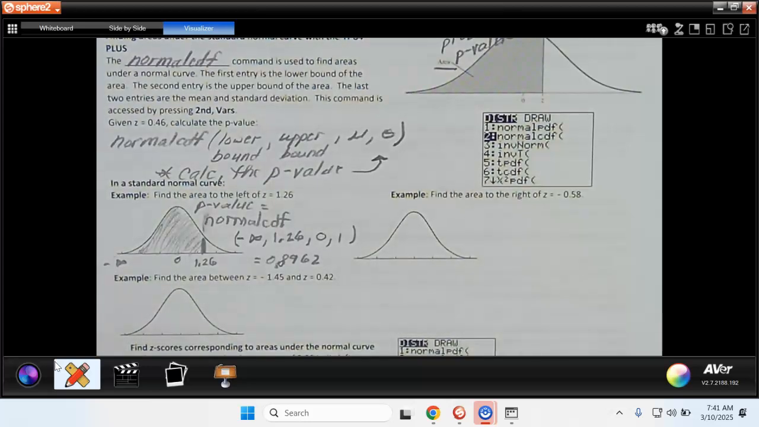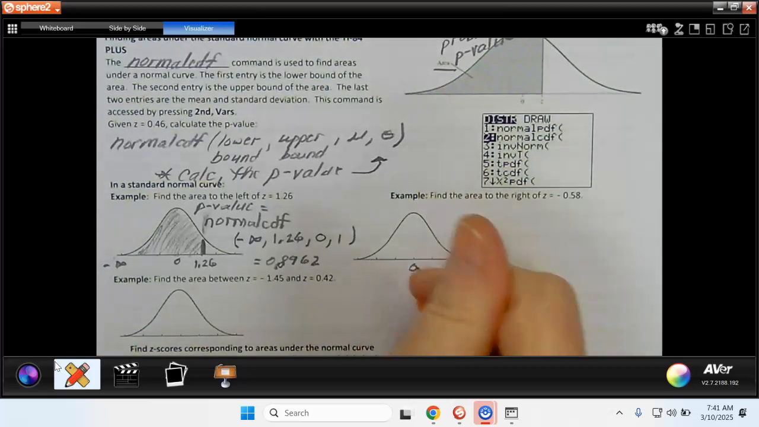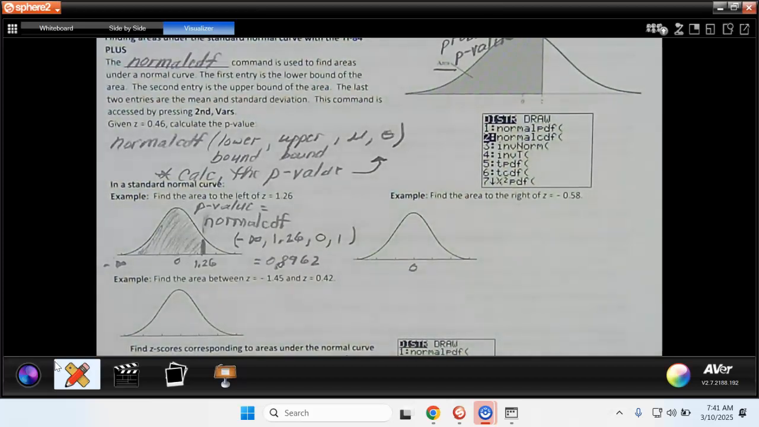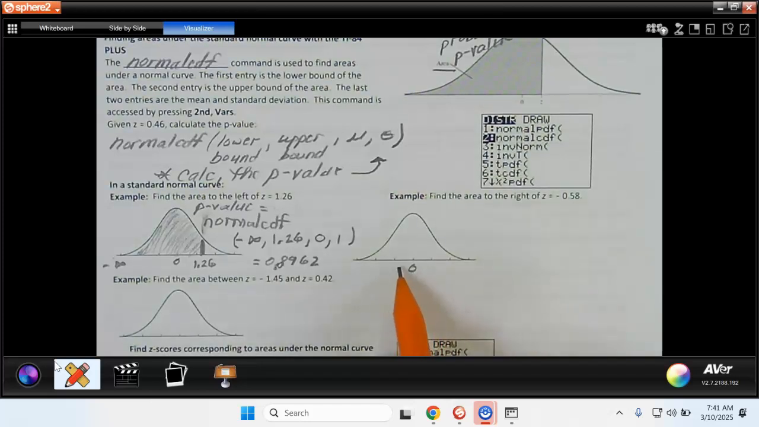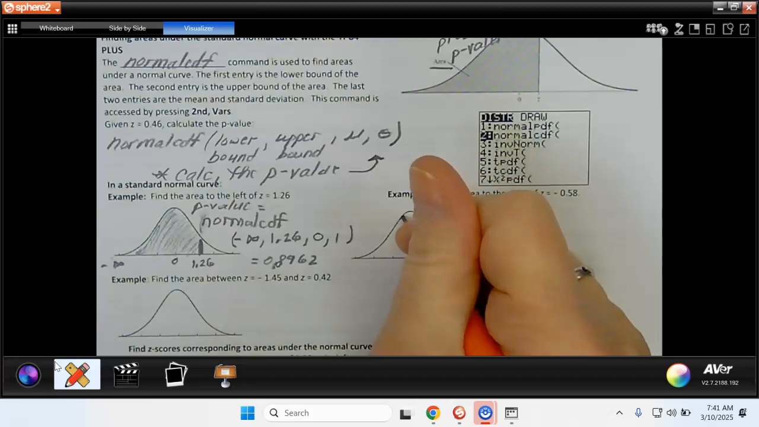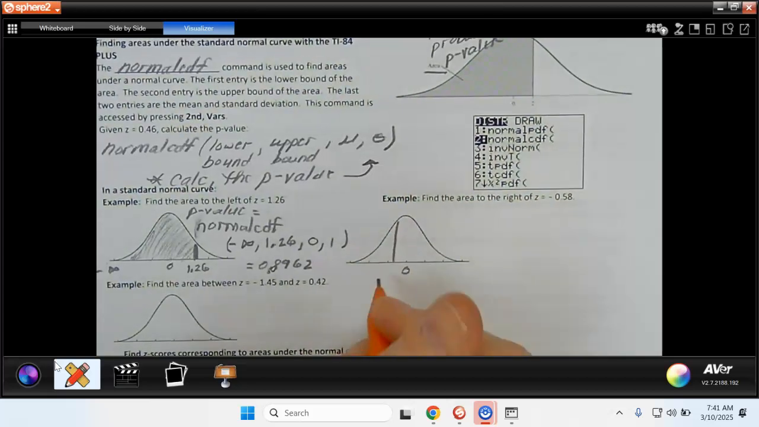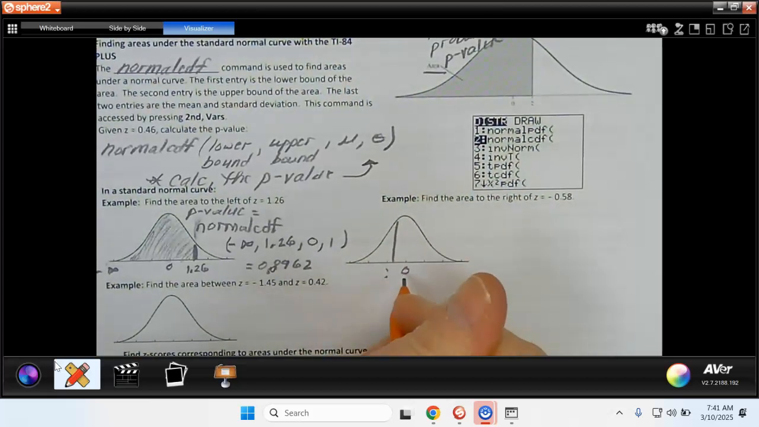Okay, find the area to the right of -0.58. Now, again, z-score, your mean is at 0, so the negative is going to be over here. So we'll put it like here. -0.58.